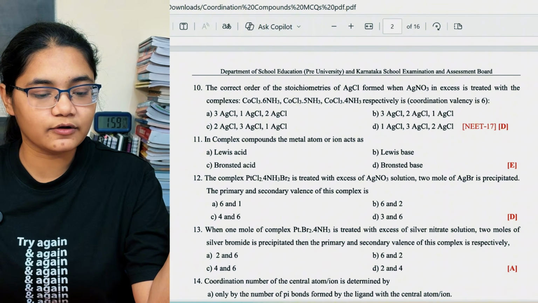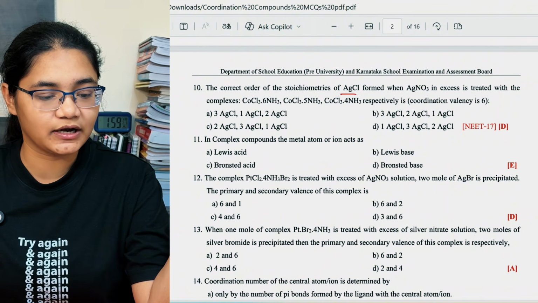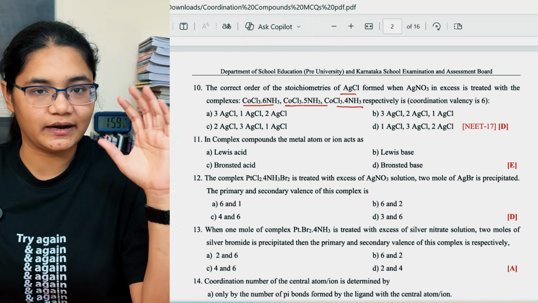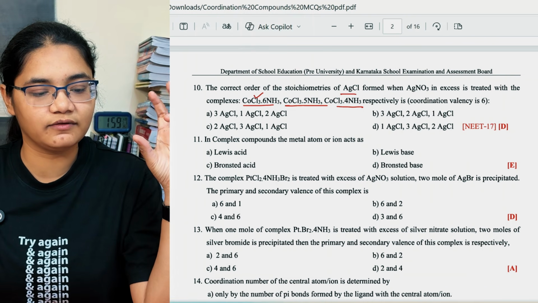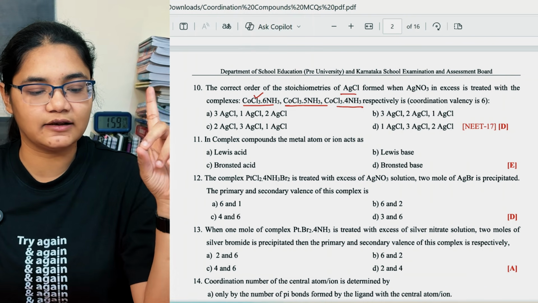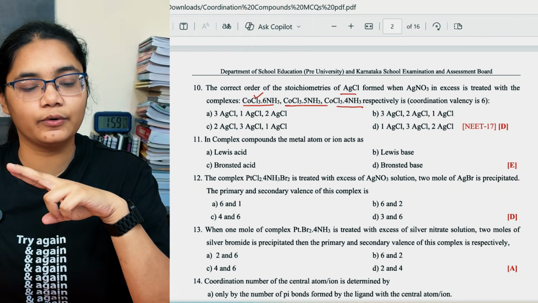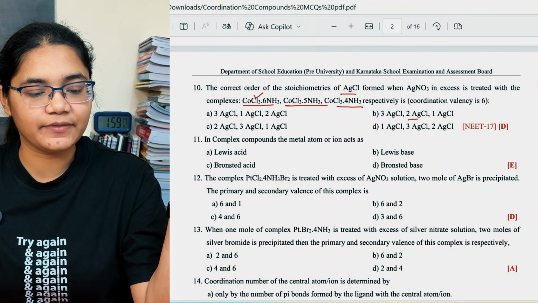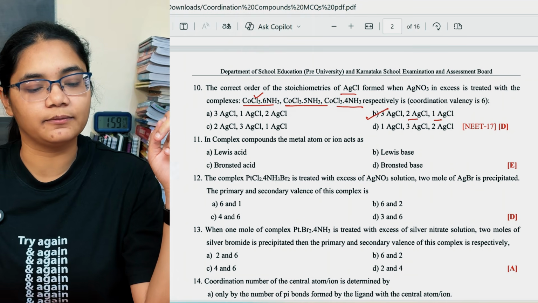Next, the correct order of stoichiometries of AgCl formed when AgNO3 in excess is treated with the complexes given here. You can see that we have to maintain the coordination number of 6. So 6 NH3 will be there, 3 chlorine will be outside, so 3 moles of AgCl will form. Now 5 NH3 and 1 chlorine will go, so total there will be 2 chlorine outside. So that means after 3 there will be 2 moles of AgCl, and then you have 4 here and 2 chlorine, so 1 mole of AgCl will be formed, so option number B.